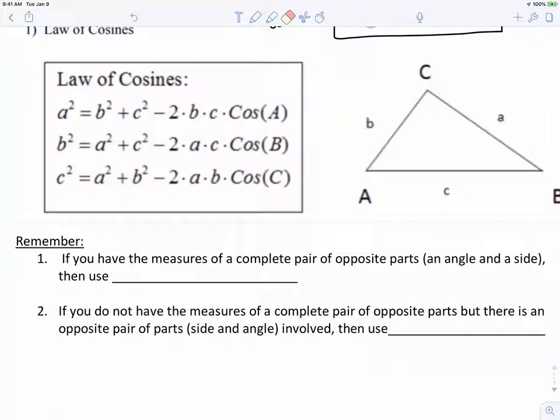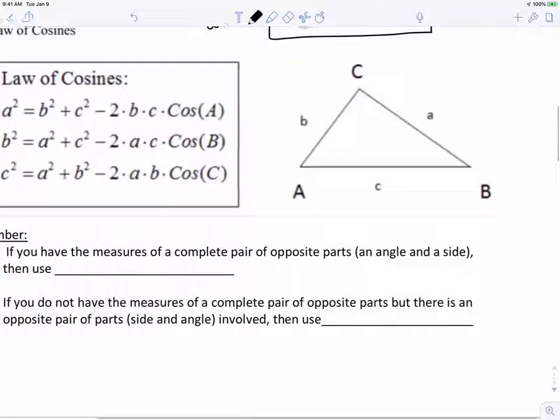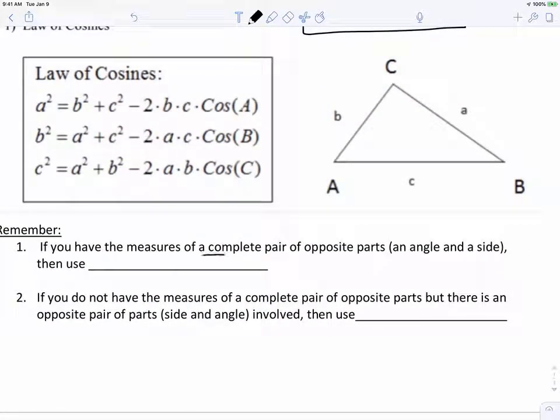All right, but here's what you need to remember when you want to decide which one of the formulas to use. If you have the measures of a complete pair of opposite parts, then you use the law of sines. If you do not have the measures of a complete pair of opposite parts, then you use the law of cosines. So that basically needs to be your first question that you ask yourself when you're trying to work one of these problems. All right, next video are the practice problems.